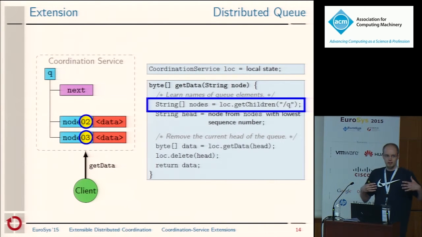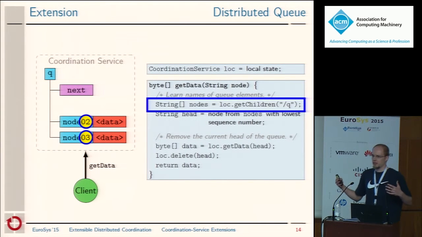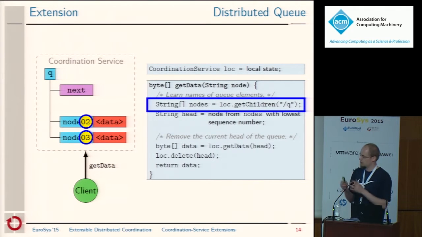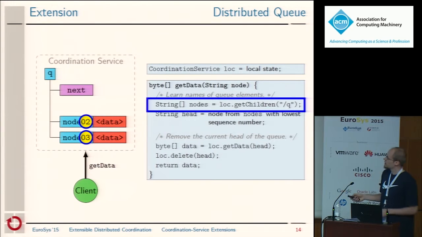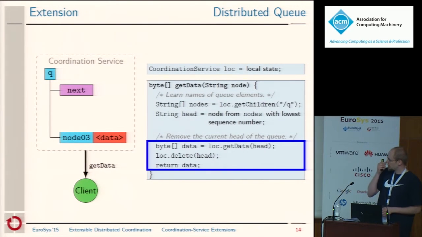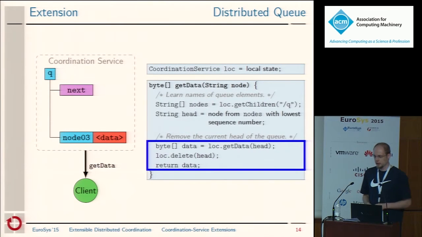And what the extension does is it performs basically the same steps as the client has done in the regular implementation. And this makes it easy for programmers who know how to write abstractions for a certain coordination service to also implement extensions for this very same coordination service. So in this case, the extension identifies the first element in the queue by looking at the sequence numbers, and as soon as it has found this, it gets the data, deletes the node, and returns the data.